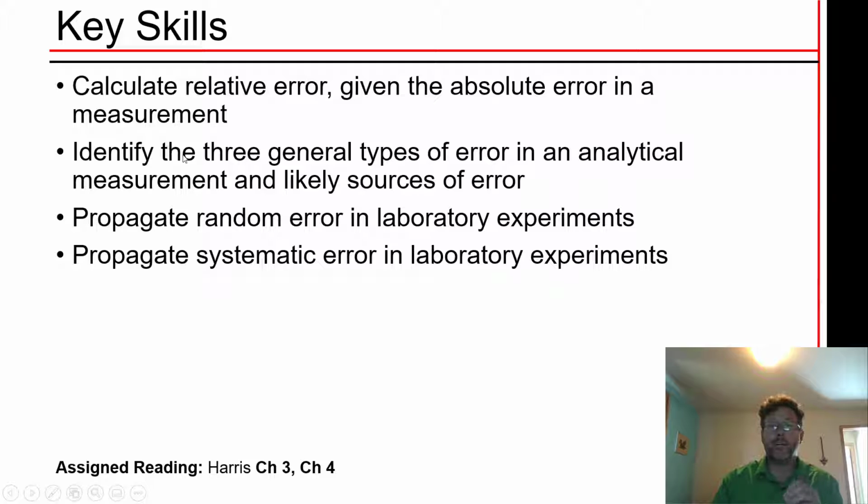I'd like you to be able to identify examples of error as one of the three general types of error: systematic, random, or gross error in an analytical measurement, and identify where likely sources of error might be if we talk about the context of making a measurement or the process of making a measurement. We're going to spend the bulk of the chapter talking about propagation of error, the mathematical process by which we judge the likely amount of error associated with a chemical measurement according to a specific procedure.